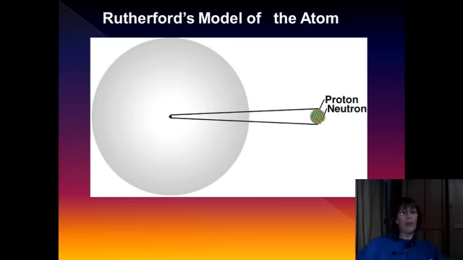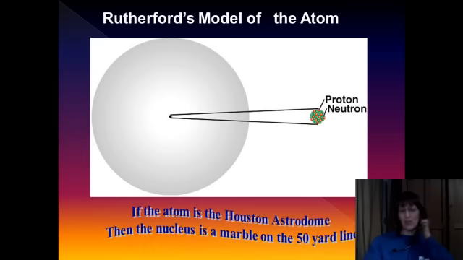Alright, so here we have Rutherford's model of the atom. If you look at the atom, it's got a lot of space where the electrons are orbiting, and then that tiny, tiny little nucleus in the center where you'll find the protons and the neutrons. And this is kind of interesting.